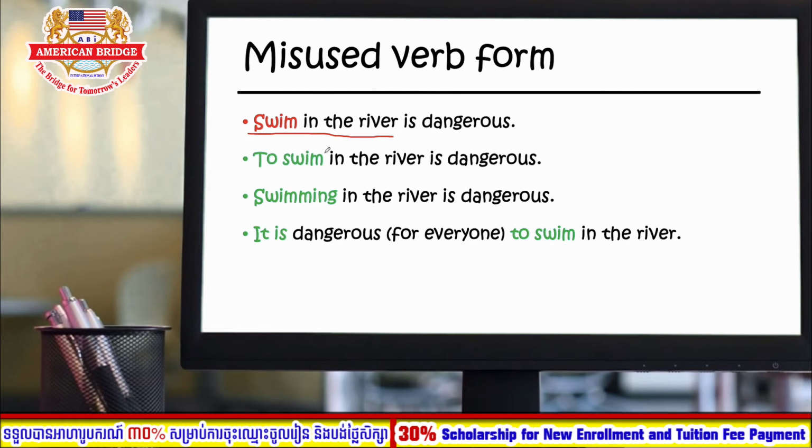So to correct this sentence, you need to consider using to infinitive. To swim in the river is dangerous. Or you change the verb by adding ing to become a gerund, and then it automatically becomes the subject of the sentence. It is the correct way. Or you can fix this mistake by changing the structure of your sentence. We use it is dangerous for everyone to swim in the water. So it has the same meaning. So be careful with the verb that you want to use.